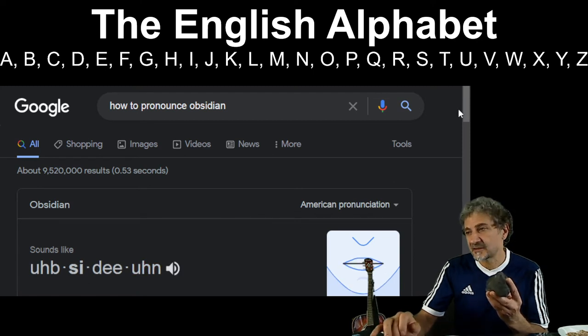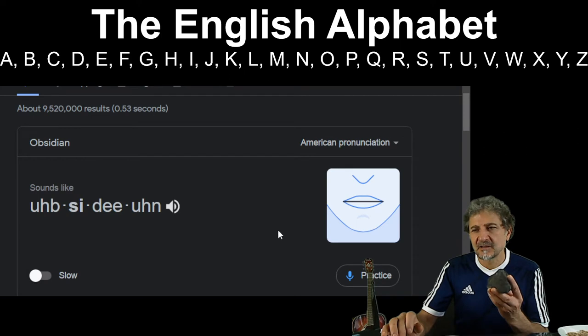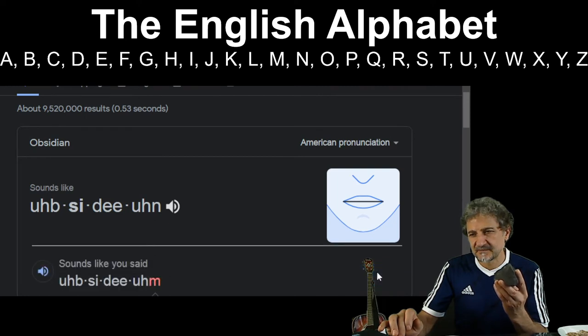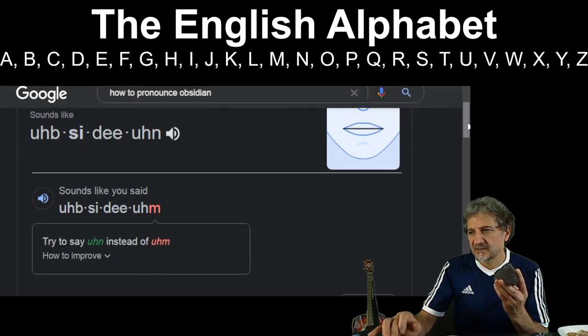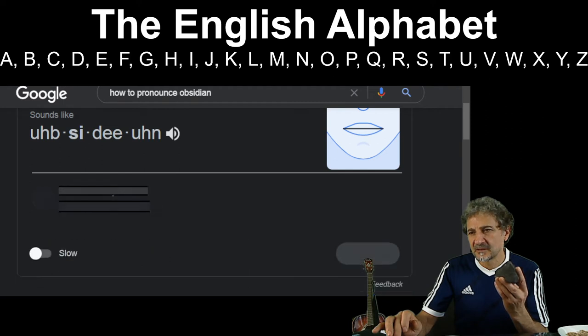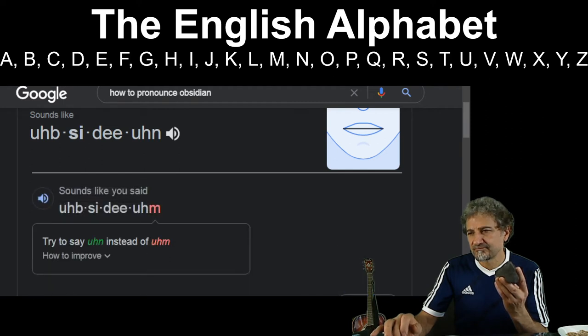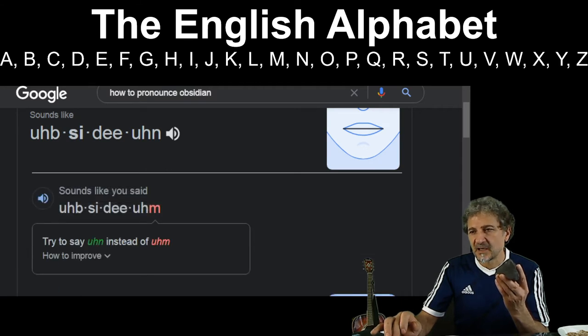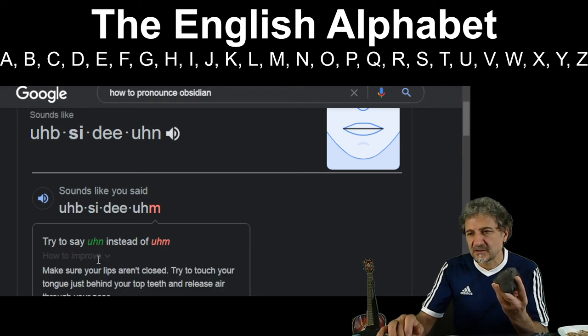Obsidian. Sorry, no, obsidian. Let me see if I can say obsidian. Almost. Let's do that again. Obsidian. Anyway, this is it. Let me see how to improve.